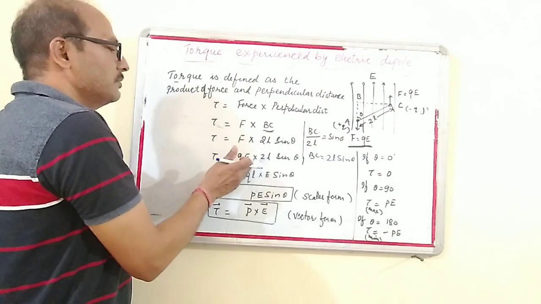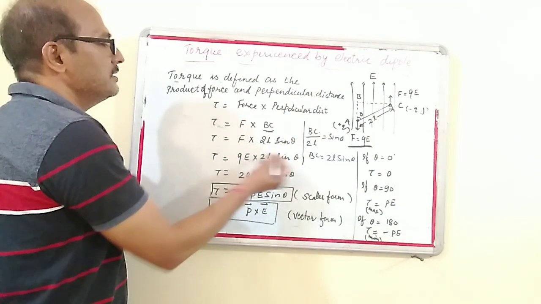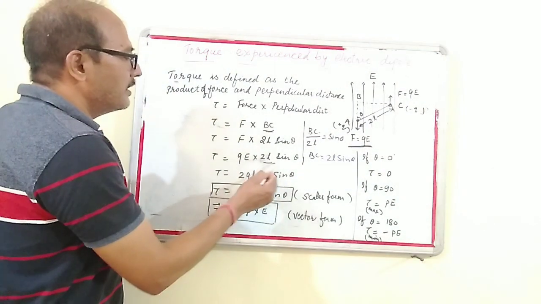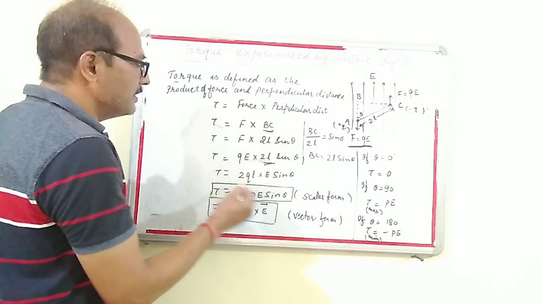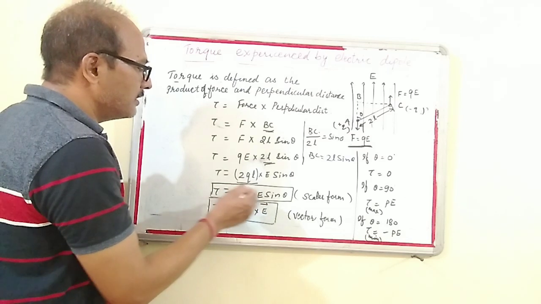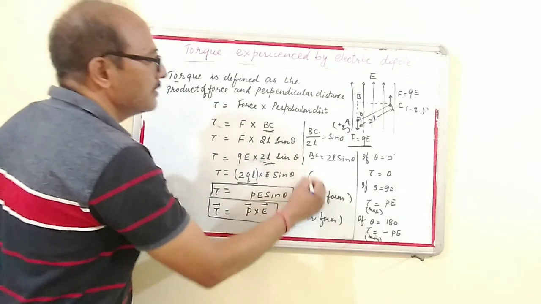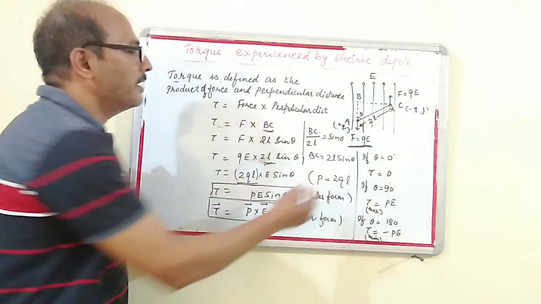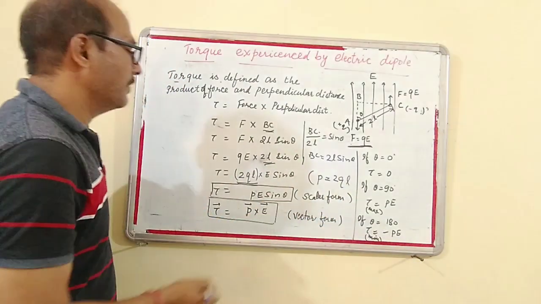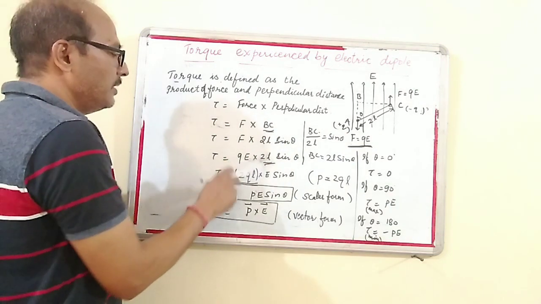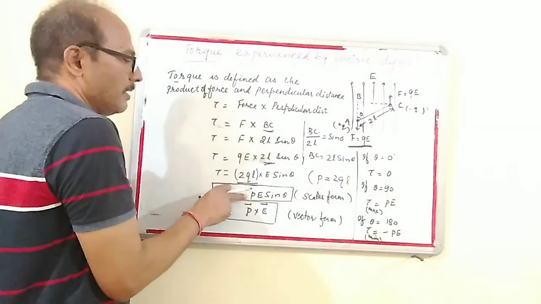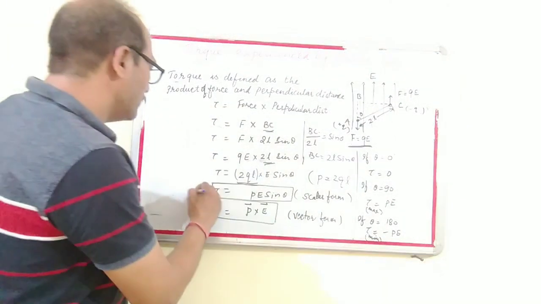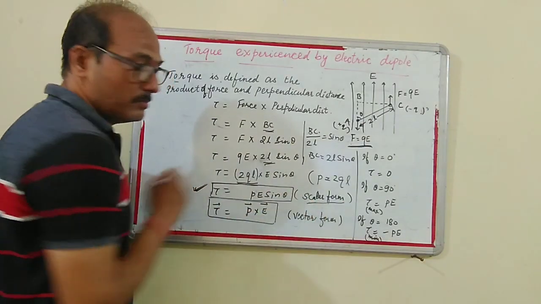Now we substitute the value of BC. F is equal to QE, and BC is 2L sine theta. We take Q and 2L together and get another quantity, the electric dipole moment, P equals 2QL. So we substitute P in place of 2QL, giving P E sine theta. This is the torque in scalar form.